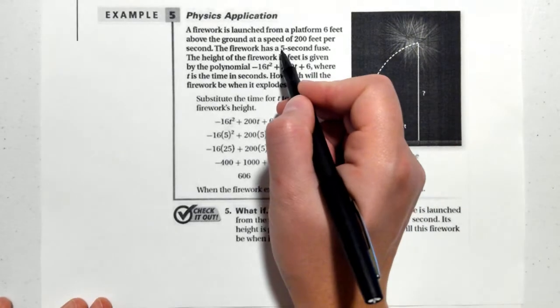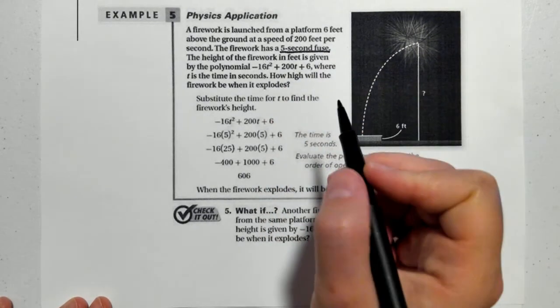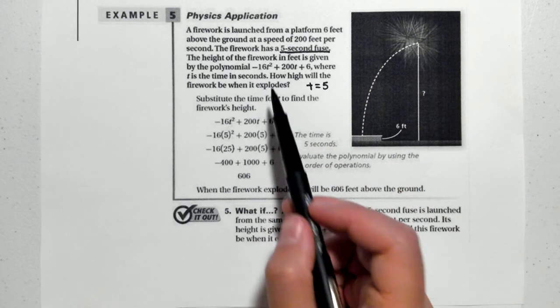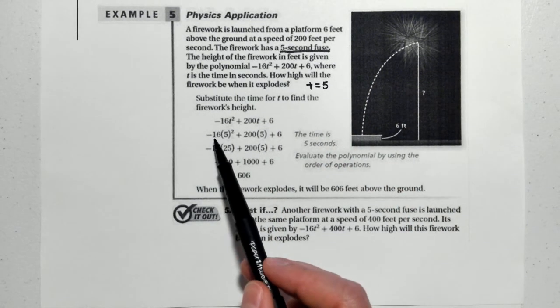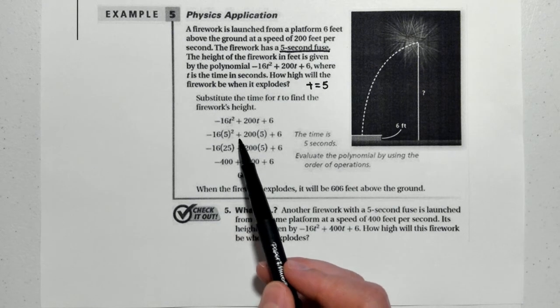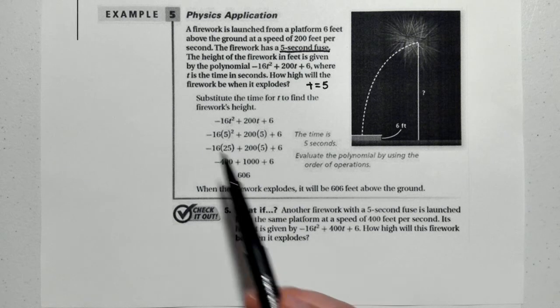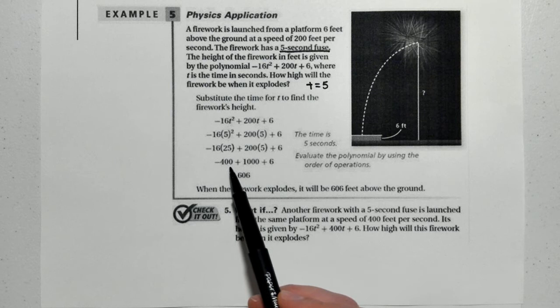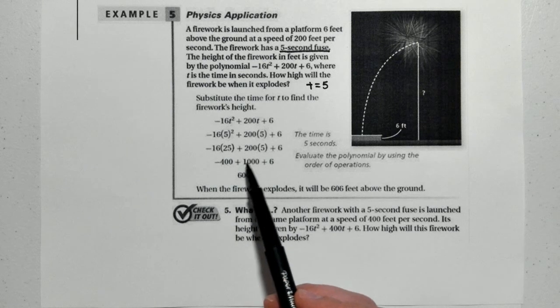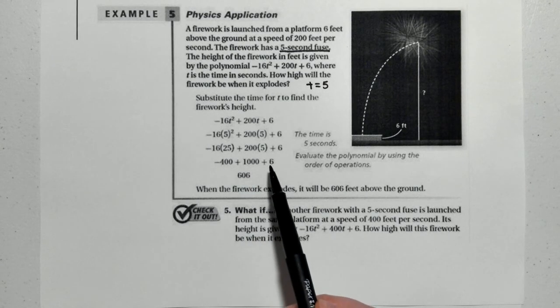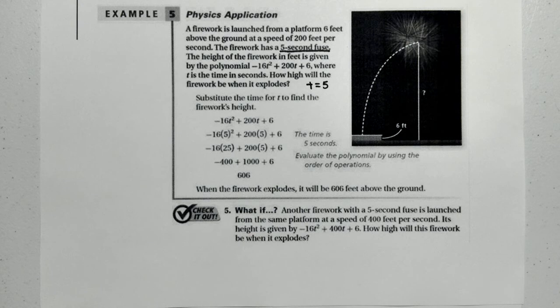So we know it is a 5-second fuse, so that means t equals 5. So in this polynomial, we're going to replace t with 5. So negative 16 times 5 squared plus 200 times 5 plus 6. So 5 squared gives us 25. Then negative 16 times 25 is negative 400. 200 times 5 is 1,000. And then I have the plus 6. So negative 400 plus 1,000 plus 6 will give us 606. So when the firework explodes, it will be 606 feet above the ground.